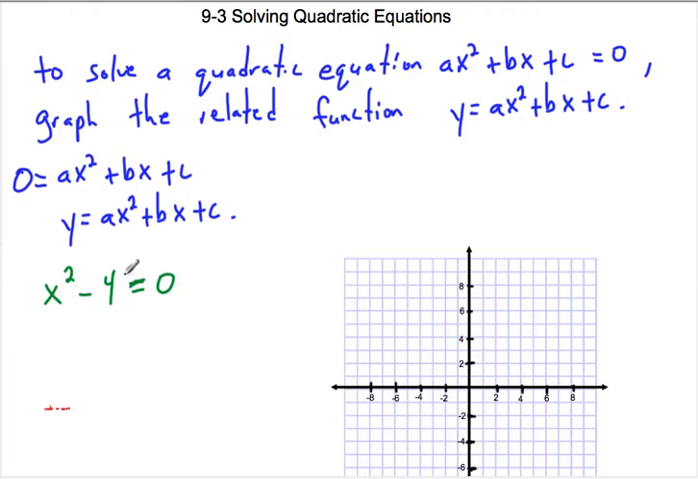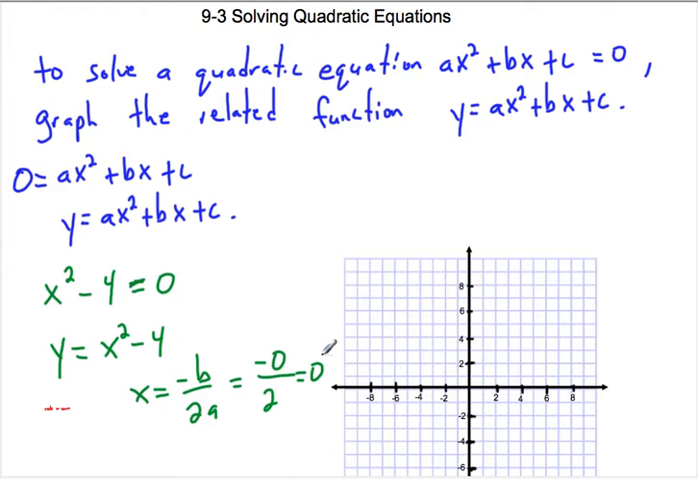So to solve this equation, I'm going to graph this equation. I'm just replacing the 0 with a y. And from today's class, we remember that we first need to start with the vertex, which we get at negative b over 2a. There is no b value here. The a is 1 and c is negative 4, but there's no b value. So the x value of the vertex is at 0. The y value is going to be negative 4. So the vertex is at 0, negative 4.